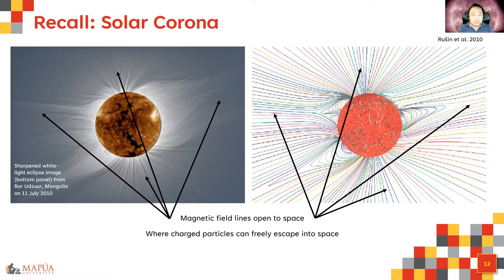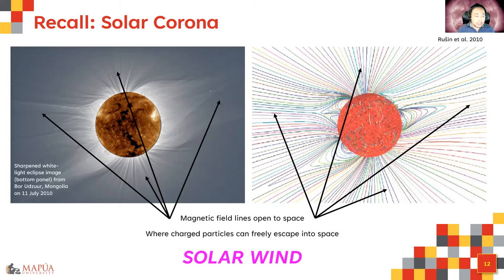Also, this is consistent with our discussion when we talked about the behavior of charged particles in electric and magnetic fields, where we were able to show that single charged particles move along the direction of the magnetic field lines. They can be trapped, they gyrate, and they can even drift. But they always follow the direction of the magnetic field line. And this is what we call the solar wind.